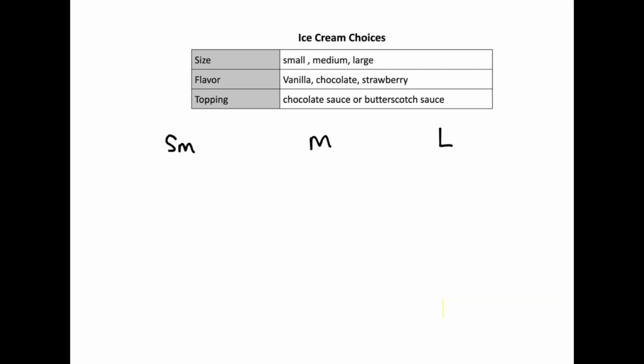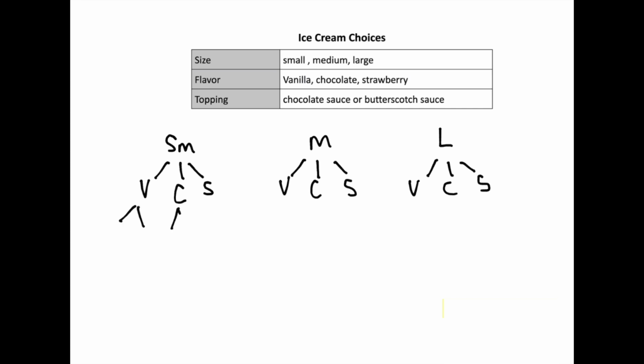The first step is to create your first layer. You have to first choose whether you want small, medium, or large. From there, you have 3 choices for flavor. So off each one of these, we're going to make 3 lines. You could choose vanilla, chocolate, or strawberry on each one of these. And then after that, you have two choices, chocolate or butterscotch. So each one of those then has two choices.